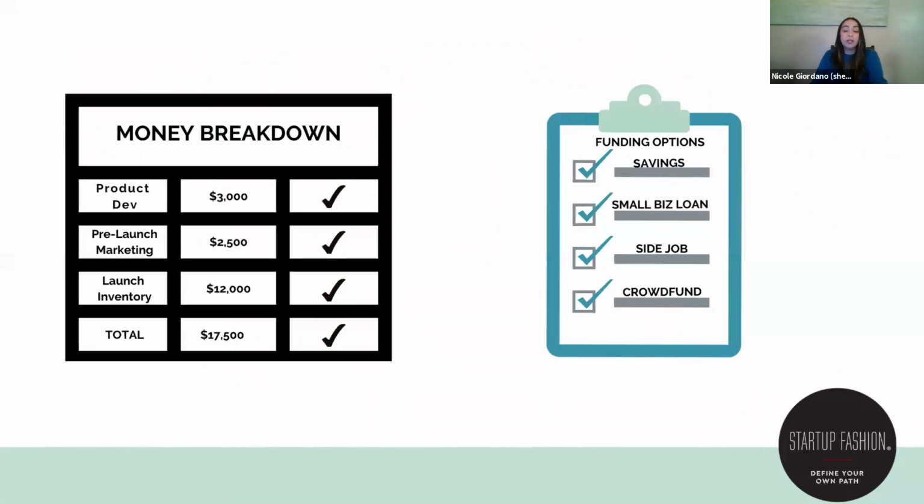So let's lay out what you need money for. The main things to think about are, number one, your product development. So this is the process of going from an idea to a finished sample that's ready for production.